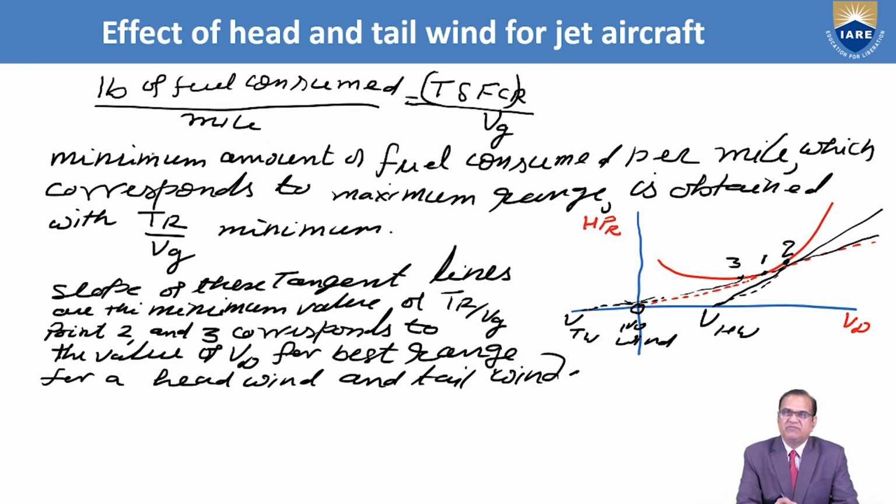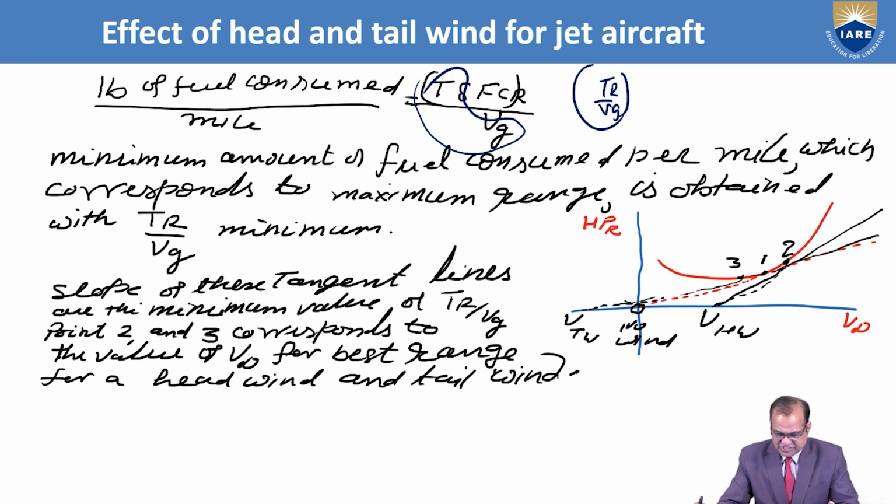Here, the minimum amount of fuel consumed per mile, which corresponds to the maximum range, is obtained with TR by Vg minimum. So if this TR by Vg is the term which is minimum, then fuel consumption will be minimum. The slope of this tangent line is the minimum value of TR by Vg.